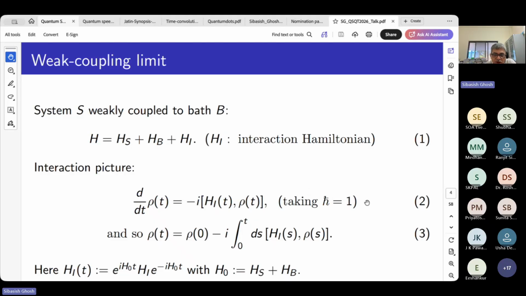I have taken throughout h-bar equal to 1, and H_I(t) is basically the interaction picture form of the interaction Hamiltonian. H naught is the total free Hamiltonian, that means H_S plus H_B. So basically this equation 2 is the interaction picture form of the time evolution of the total density matrix of system plus bath.